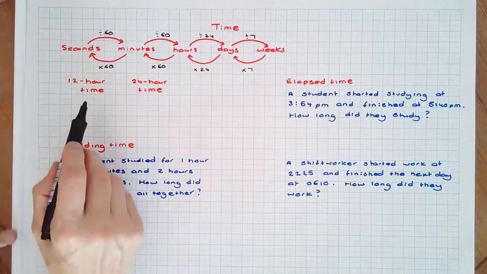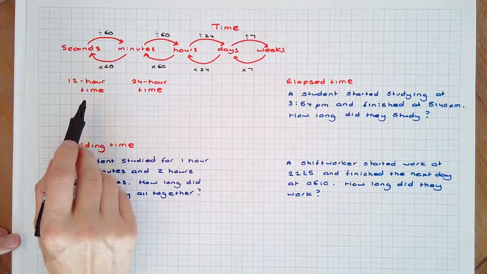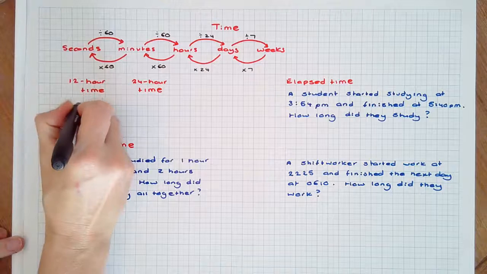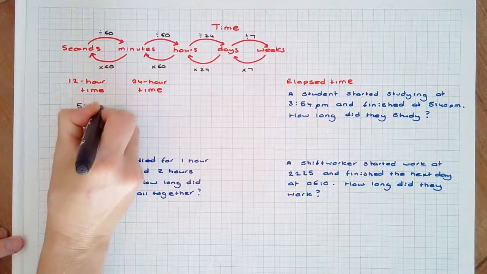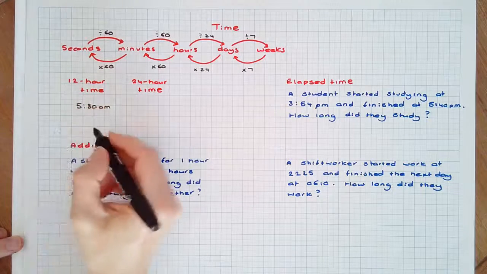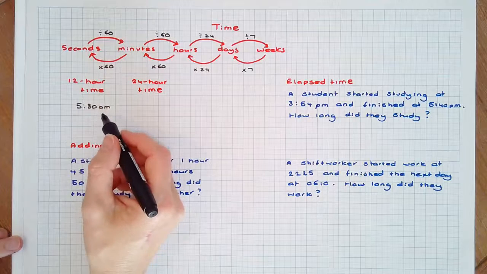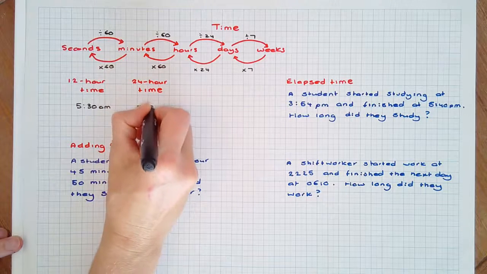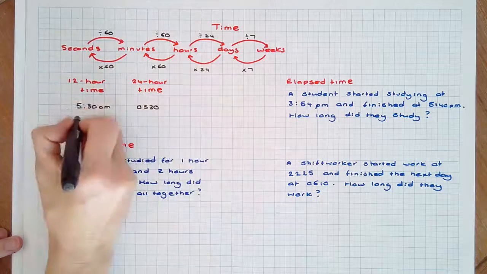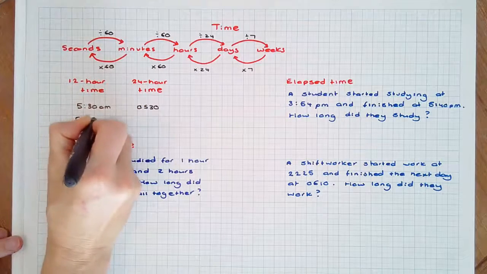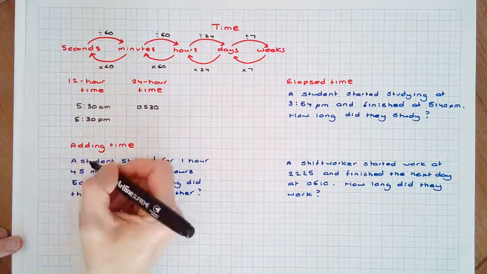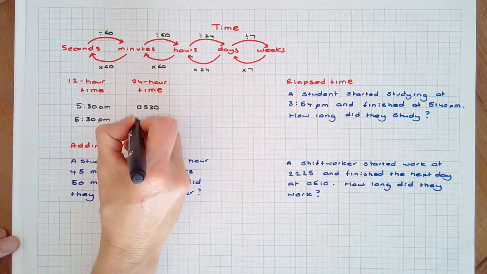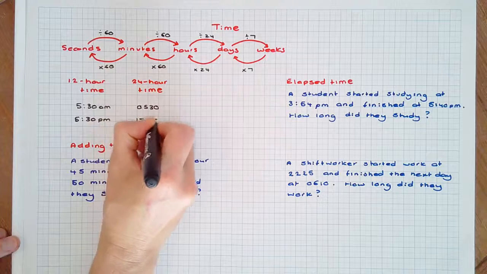There are two types of ways to record time, 12-hour time and 24-hour time. For example, 5:30 a.m., AM, anti-meridian, means before noon. We would write in 24-hour time as 05:30. Similarly, 5:30 p.m., post-meridian, being afternoon, would be rewritten in 24-hour time as 17:30.